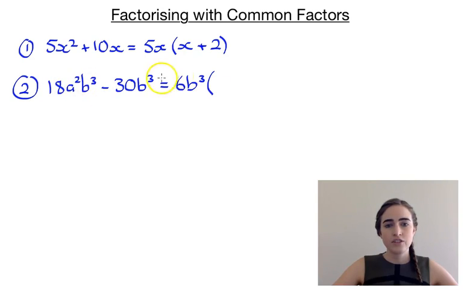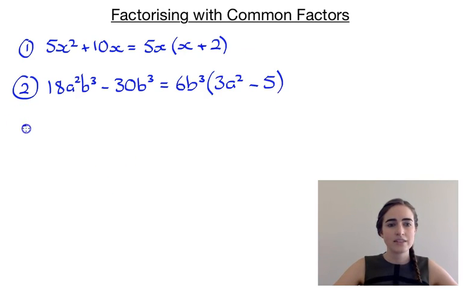If we divide this term by 6b cubed, we'll be left with 18 divided by 6 is 3, and we've still got that a squared, so 3a squared. Got that negative there. 30 divided by 6 is 5, and that b squared will cancel itself out. So it turns out to be 6b cubed outside of 3a squared minus 5.